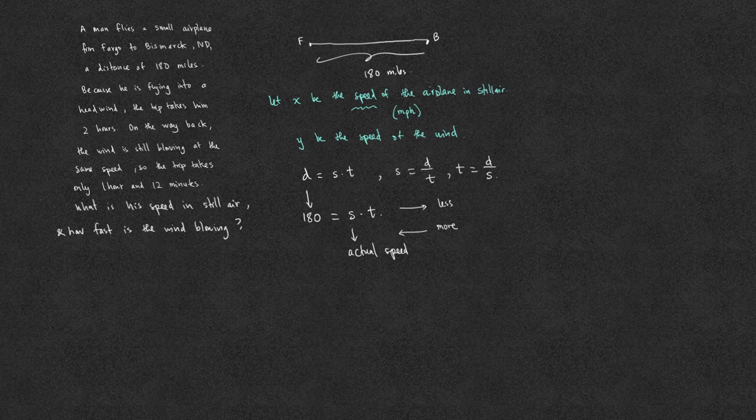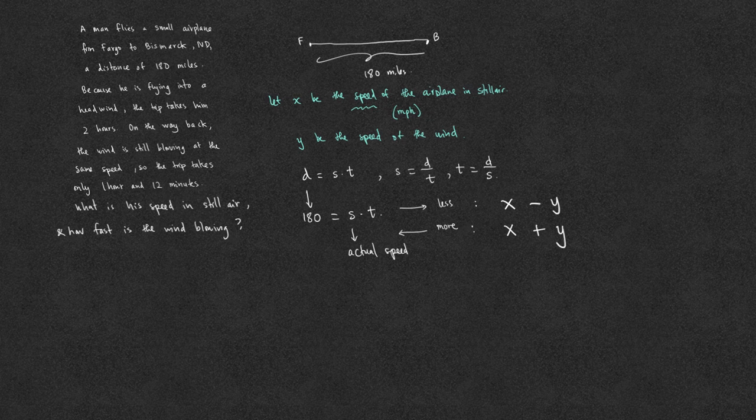The actual speed is therefore, if we go against the wind or flying into a headwind, the actual speed will be the speed of the airplane, which is x, minus the speed of the wind, which is y in this case. If we're flying with the wind, then the speed will be the speed of the airplane, and the wind is pushing the airplane to go faster.